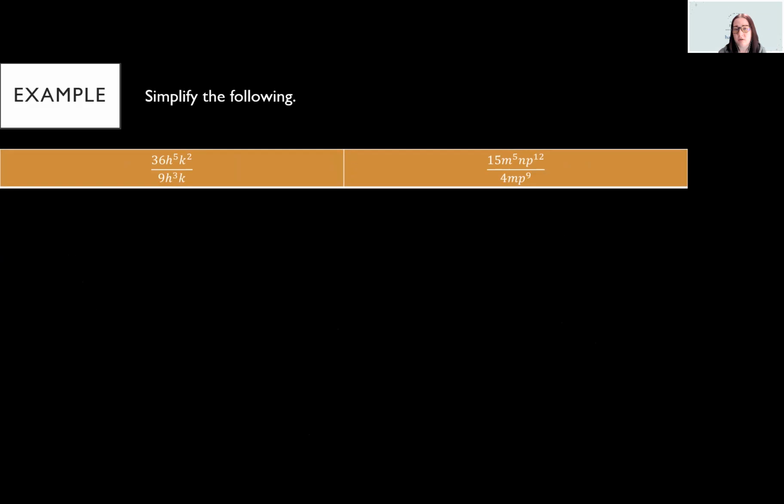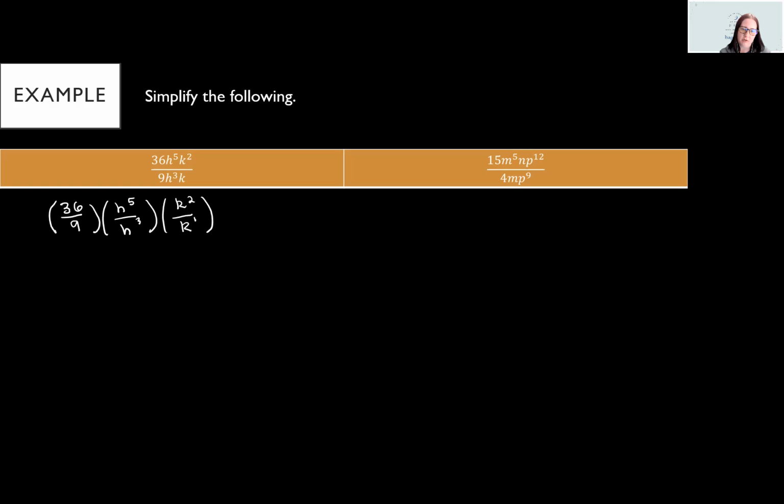And then when you've got numbers here, you just treat the numbers like anything else. You would try to reduce those or divide those. So we've got this 36 h to the 5th, k to the 2 over 9 h cubed k. And you're basically treating them as separate. You've got your 36 over 9, and then you keep your h's together, and you keep your k's together. And that k in the denominator has an exponent of 1 if there's no exponent written there.